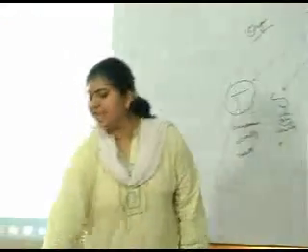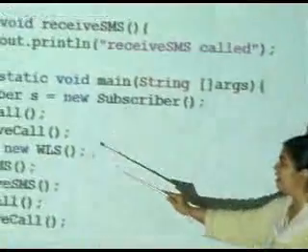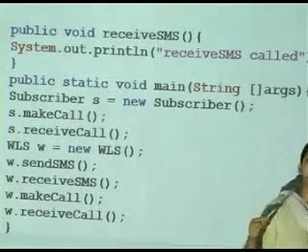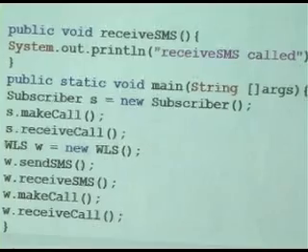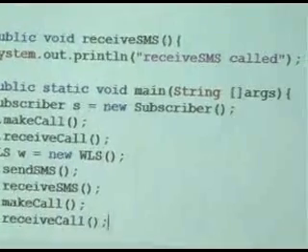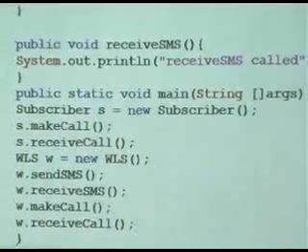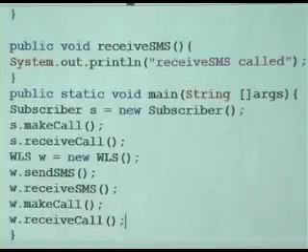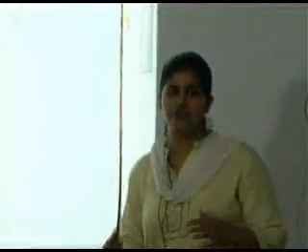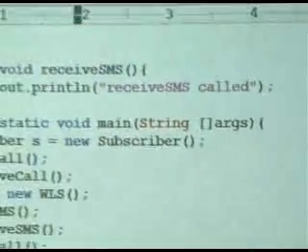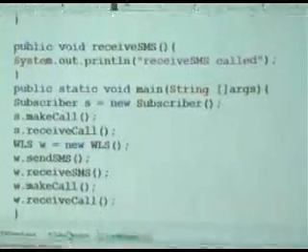Over here, this line is very, very important: WLS w equal to new WLS. What happens over here? Here, a derived class object is getting created. Is only the derived class object getting created? No. Whenever you create an object of a derived class, an object of your base class is also getting created. Now you will tell me, we don't believe you. So in order to show you the proof, we are going to include constructors in both the classes, in your subscriber as well as in your wireless subscriber.